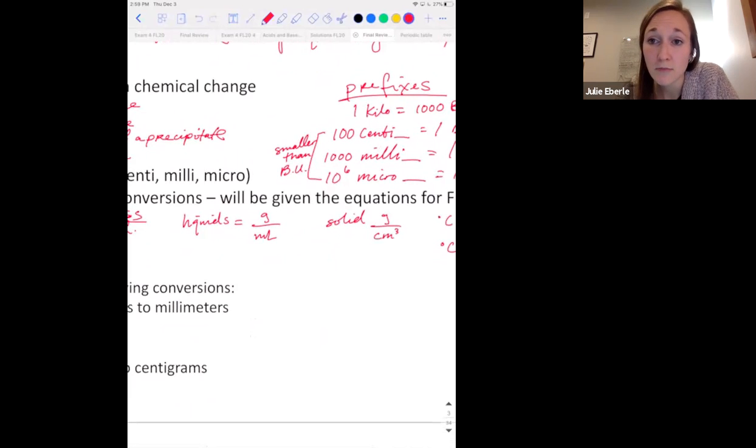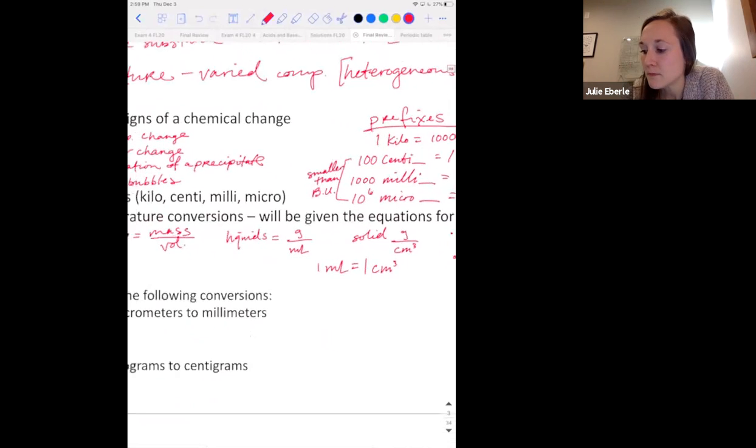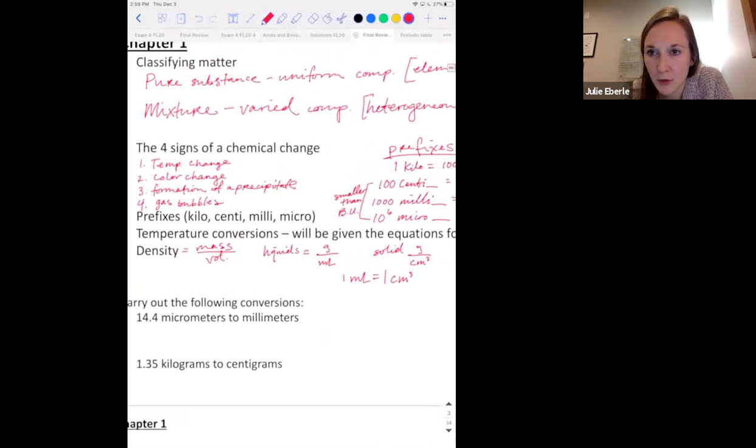And what's the relationship between a milliliter and a cubic centimeter? Anybody remember? One milliliter is 1 cubic centimeter. Okay. So that should not mess with you if you have milliliters or cubic centimeters. They're the same.